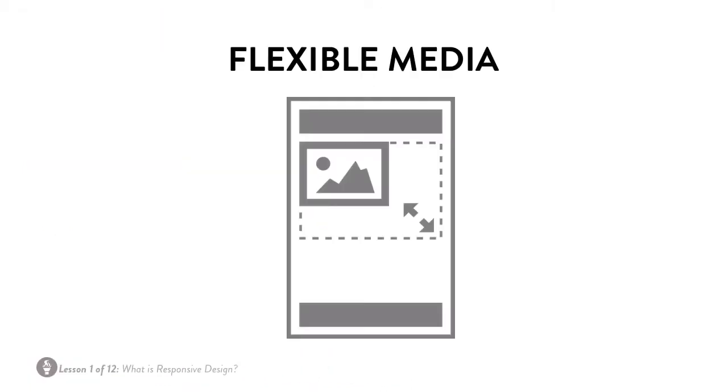The second component is flexible media. So the problem with fluid grids is what to do with that static content, such as the images inside. If you don't do anything else, images will tend to break within a fluid grid and they don't scale naturally. But with flexible media, we can take content such as images or video and we can stretch them based on the size of the screen.